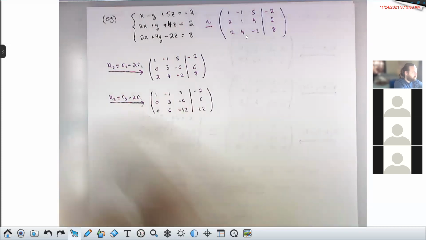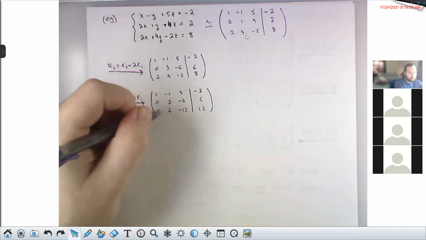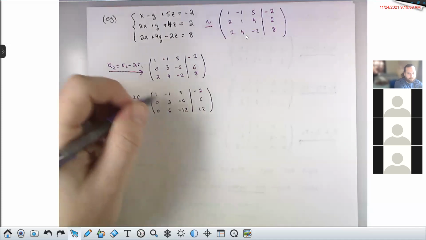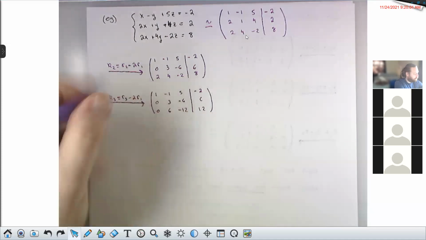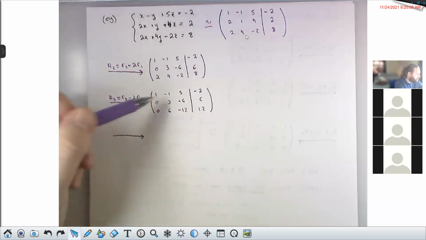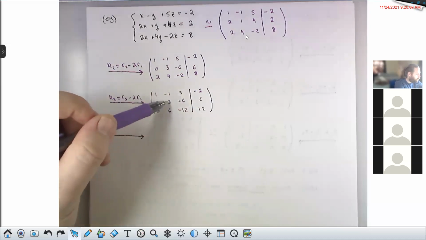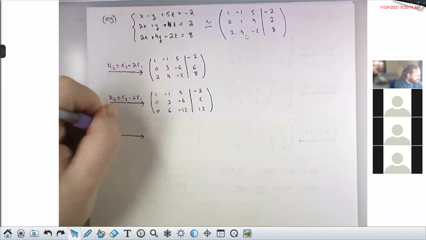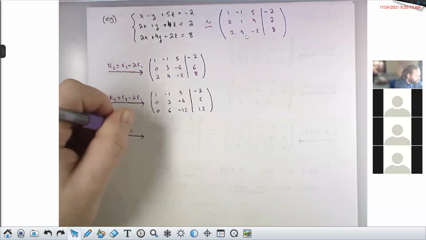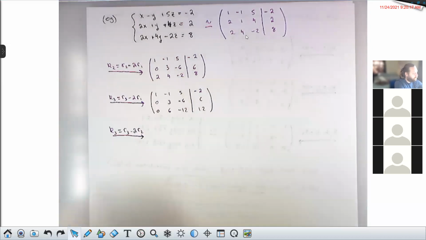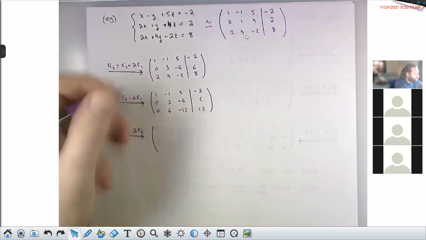So now I've got my zeros in the first column down here. I want everything beneath this main diagonal to be 0, so I need to kill the 6. And to kill the 6, I will multiply row 2 by -2 and add it to row 3. So my new row 3 is my old row 3 minus 2 copies of my old row 2. Rows 1 and 2 don't change.